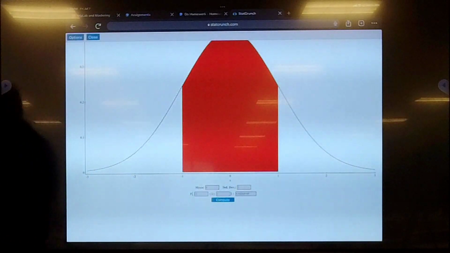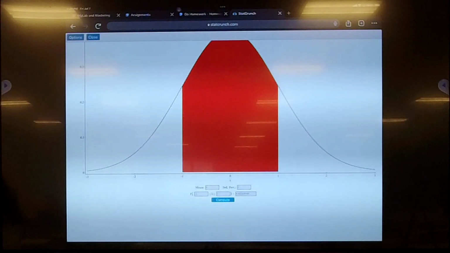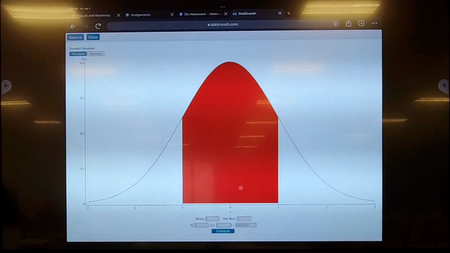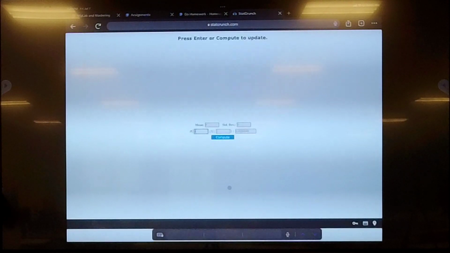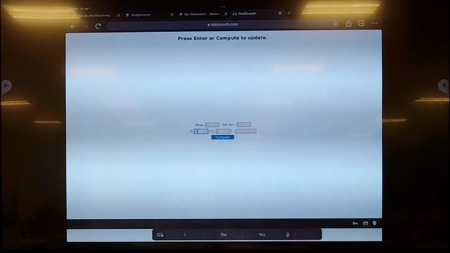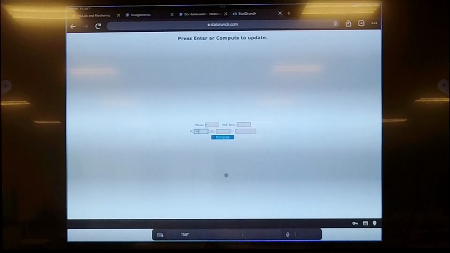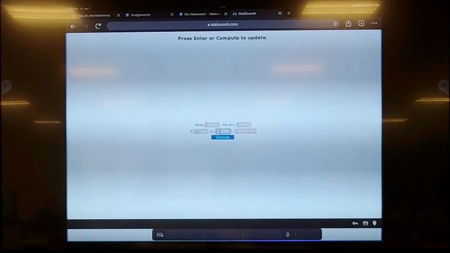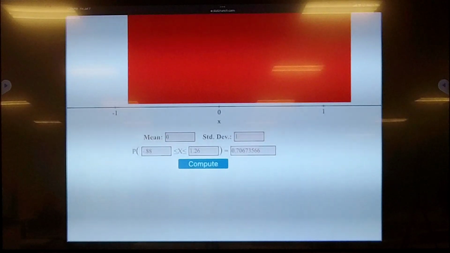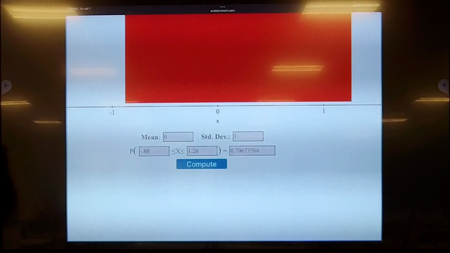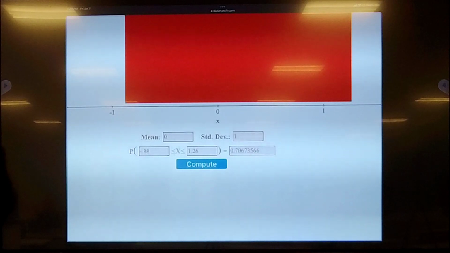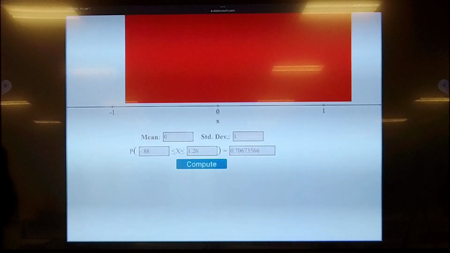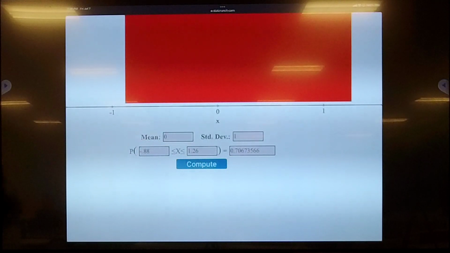Okay. So in my problem, it was minus 0.88 and 1.26. So if it's a negative number that we find, we always have to change it to greater than. And if it's a positive number, it's less than or equal to. No, not necessarily.